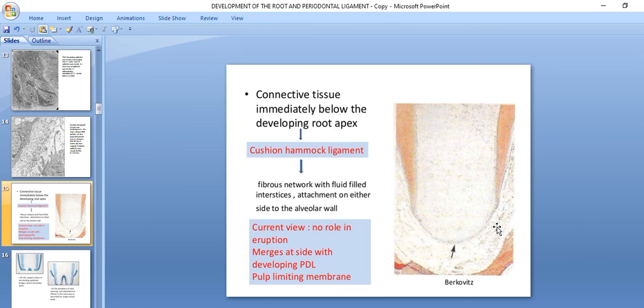But now this view is no longer held, as the thin fibrous membrane seen in this site is not attached to alveolar bone, but merges at the sides with the fibers of the developing periodontal ligament. The structure is more correctly termed the pulp-limiting membrane, and it does not appear to be directly involved in tooth eruption, as its surgical removal does not affect tooth eruption.